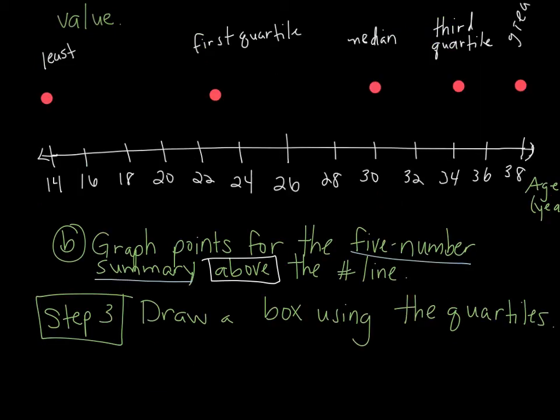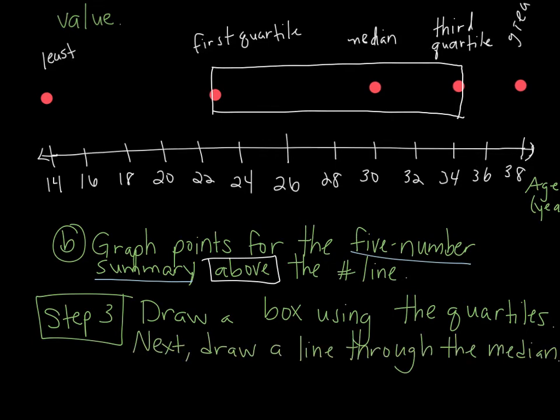Step 3 also has a couple of parts, and the first thing is to draw a box using the quartiles. So when we do that, we're just going to put a box, and obviously I'm not great at straight lines all the time, but you're going to go through the middle of each of these quartiles approximately, and make that box. And after you've made your box, then you're going to draw a line through the median, going right through that median there.